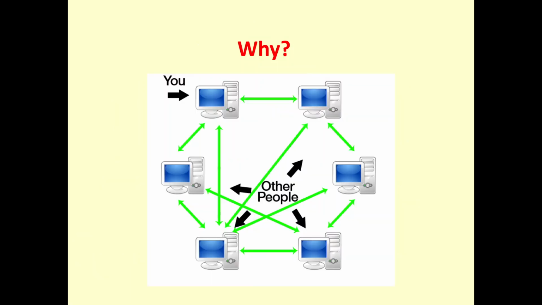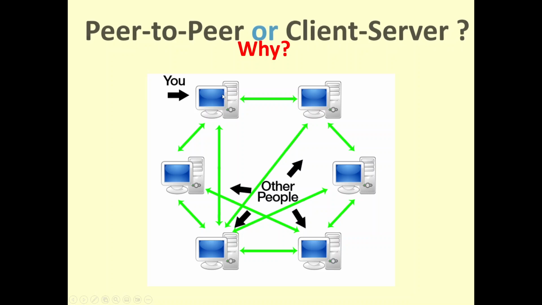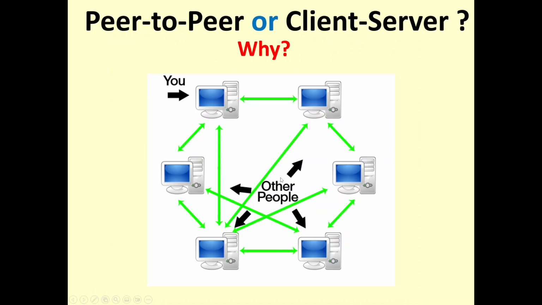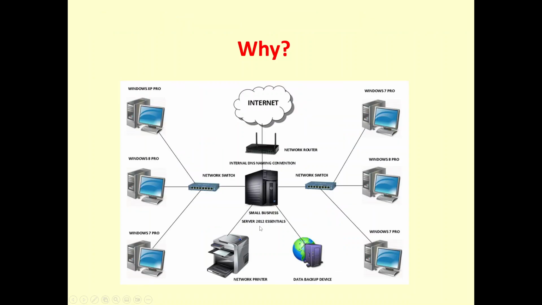Okay, so what type of network is this? This is a peer-to-peer because there is no central server. You may be given a diagram like this in an exam and you might be asked to identify what type of network it is. There is no central server, all the data is stored on the individual computers.